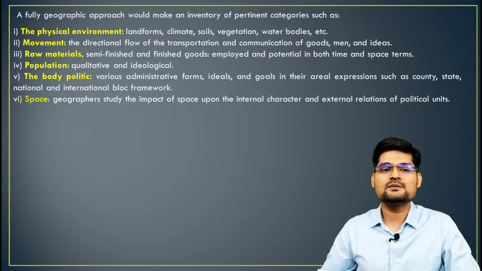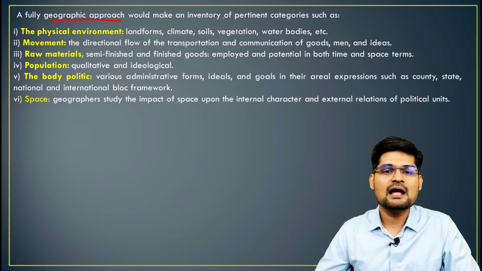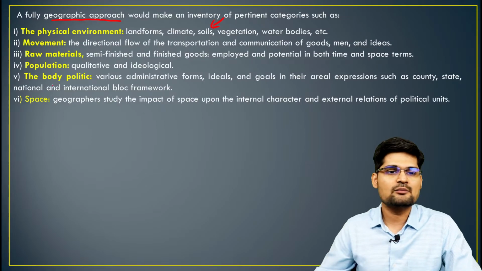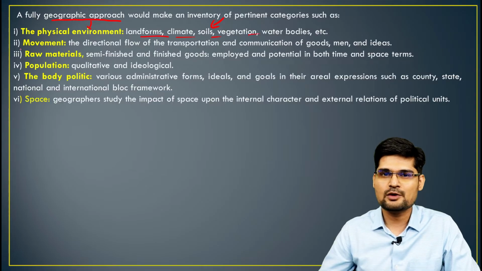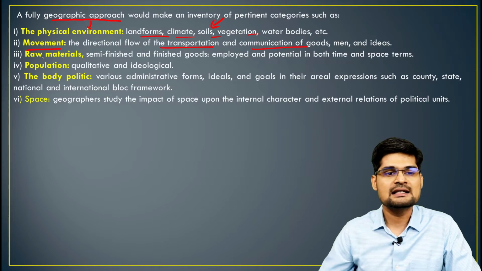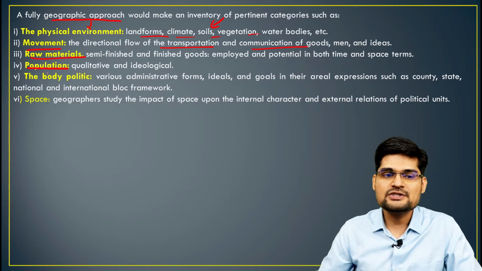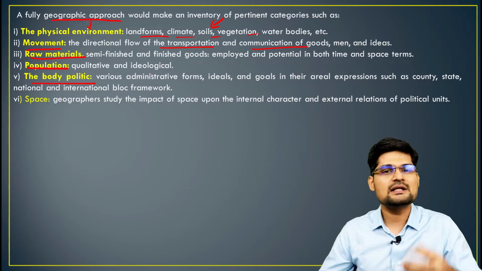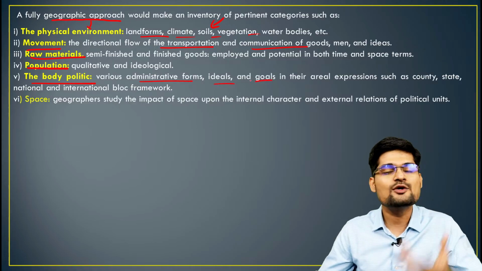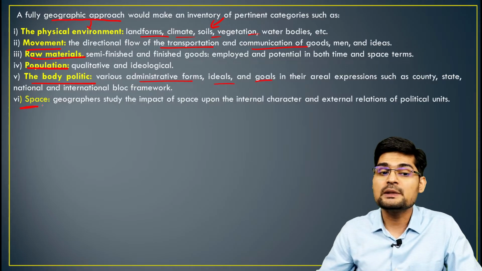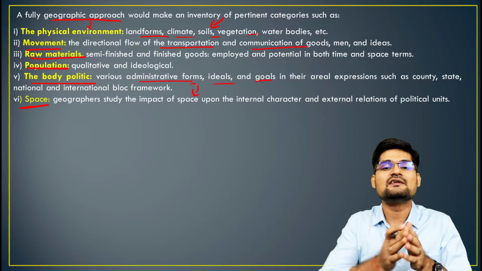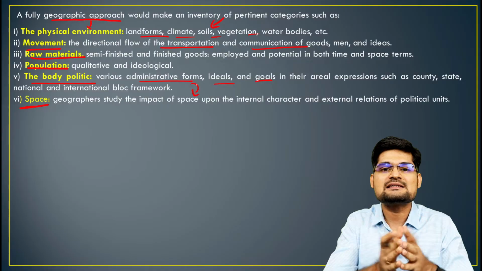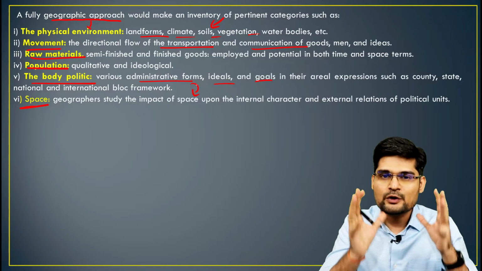So further, a fully geographical approach will have an inventory of these key elements. For example, the physical environment, how is it? What are the landforms, climate, soil, vegetation, water bodies? Then movement of people and also transportation, communication lines, then raw materials, population size, body politic, that is various kinds of administrative forms, ideals, goals, expressions, and space, that is the core component of a geographer. So the impact of all these on the given space. So this is what comprises the first kind of approach in political geography.